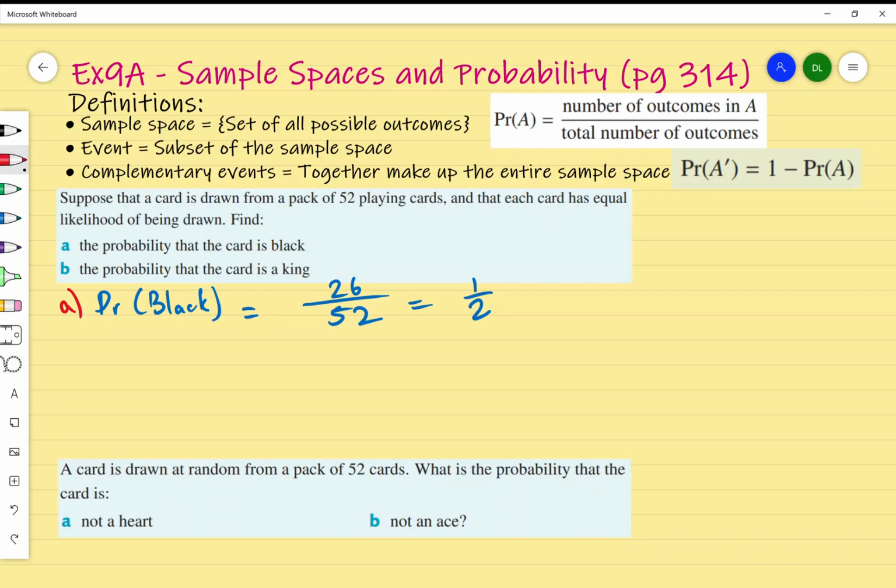The probability of a card being a king, once again, we write down Pr of king, is equal to, well, what's the probability of getting a king? We know that there are 4 kings, so I'm going to write 4 out of the total of 52. Once again, we're going to go ahead and simplify that. How many times does 4 go into 52? We know that's 13, so it's 1 out of 13. The probability of getting a king is 1 out of 13.